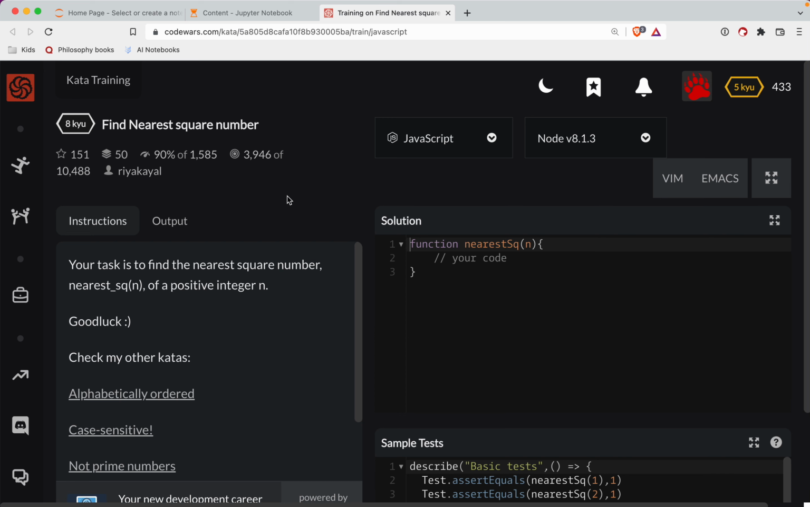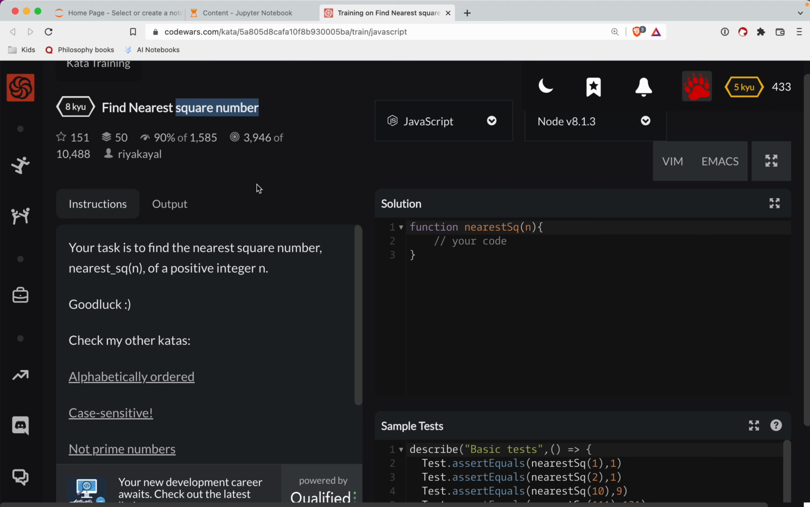This is a level 8. We're doing it in JavaScript. It's called Find the Nearest Square Number.